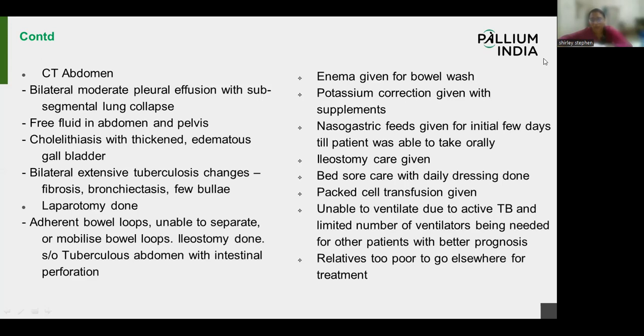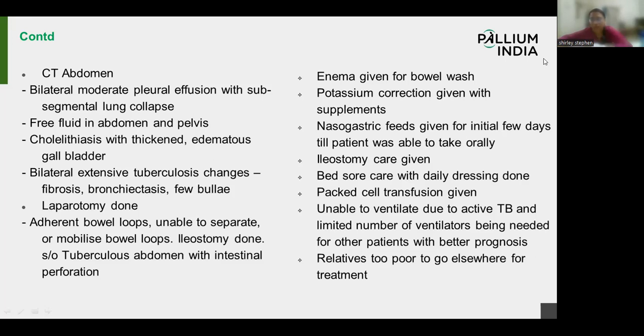Over the next few days, we could give him only enema wash for the bowel wash, potassium correction and supplements as needed, nasogastric feeds to give the anti-tubercular drugs, ileostomy care, bedsore care, and packed cell transfusion to improve the hemoglobin. He was maintaining saturation with just nasal prongs oxygen at 2 liters per minute, so he was maintaining around 97-98%.